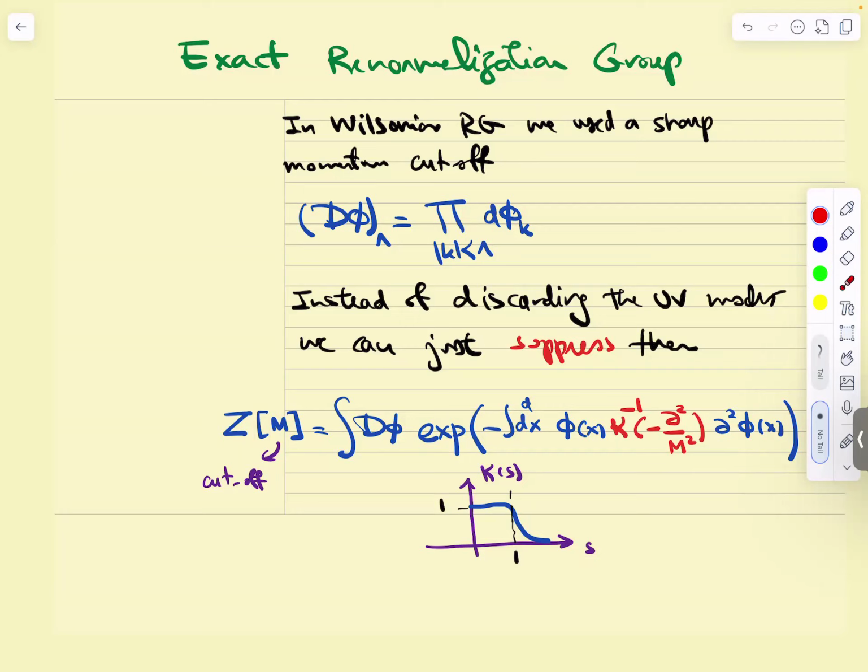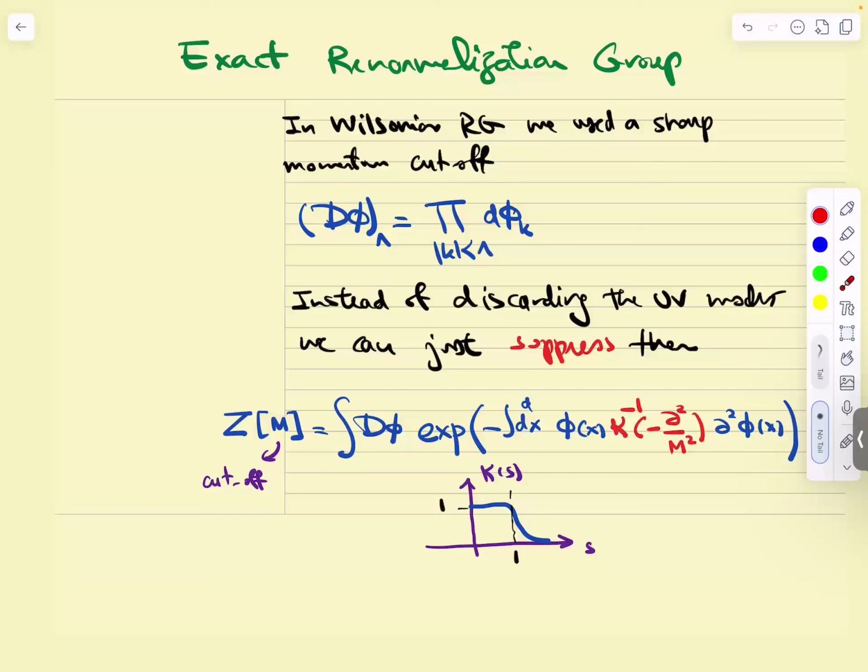This way of viewing quantum field theory will make the path integral regulated. However, you have not discarded any particular momenta. You just suppress the UV. How can you see this is suppressing the UV? Can anyone see that? Why is this suppressing the UV?